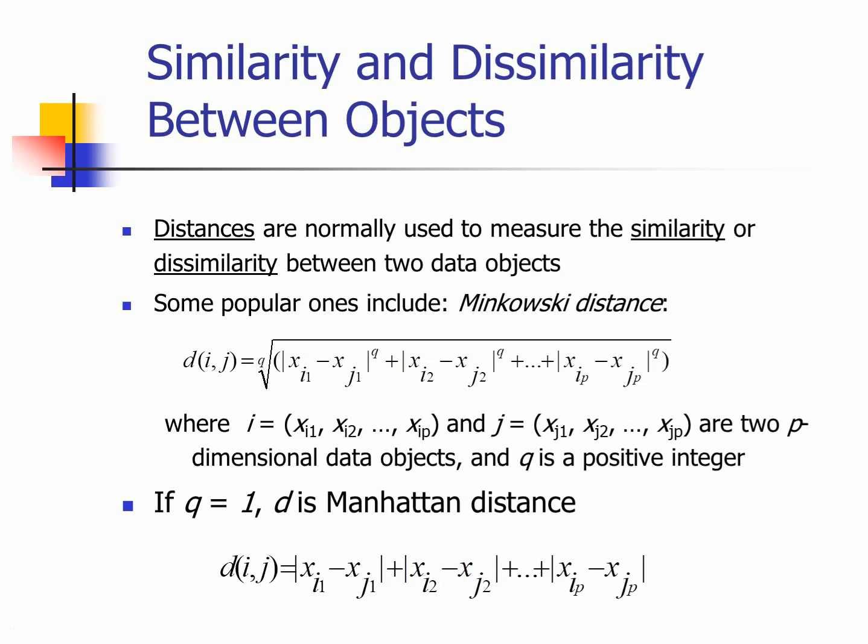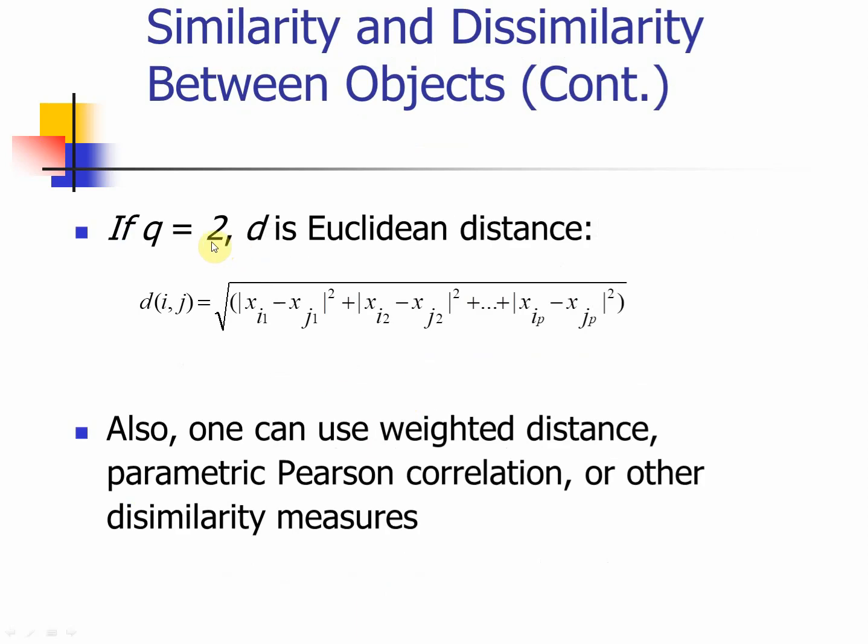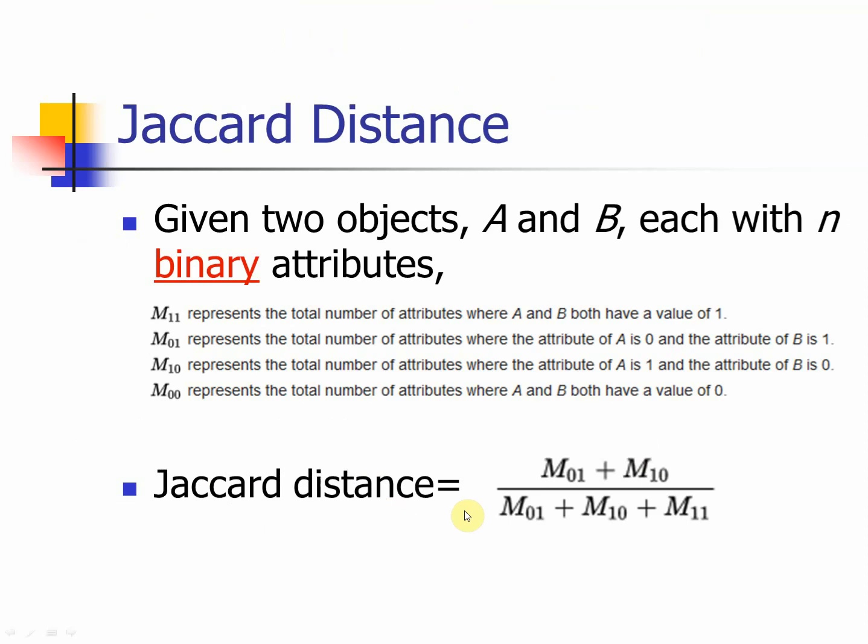This is one of the easiest ways of calculating the distance as well as one of the most effective. When Q equals 2, that is what we call the Euclidean distance. And of course, Q can go to any different value using the same structure, and it will generate distances for us. One can also use the weighted distance, parametric Pearson correlation, or other dissimilarity measures, including the Jaccard distance that we have discussed previously. Since we have mentioned those originally, I don't want to spend extra time on this one.